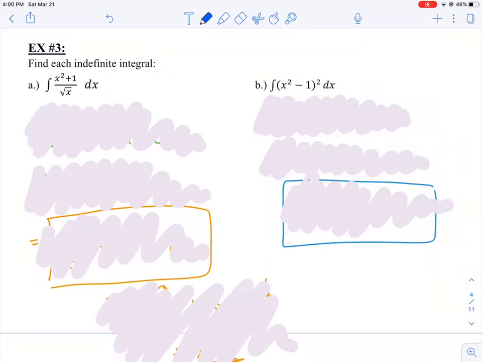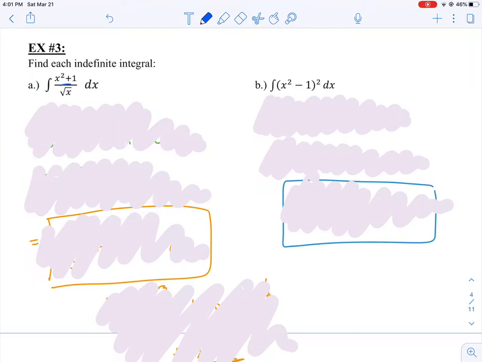All right, I'll probably do example number 3 and 4 from 15.1 in this video. Now that we've covered a couple of different new antiderivative rules, we're going to make the problems look a little more complicated and kind of test us a little bit. So looking at example number 3a, we are finding the indefinite integral, the antiderivative of x squared plus 1 over the square root of x.